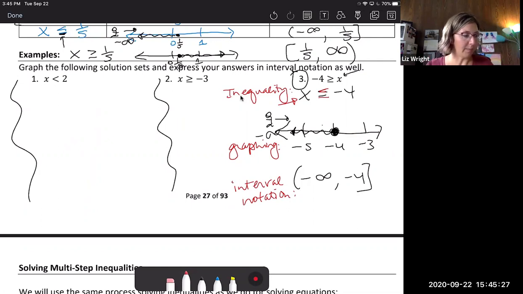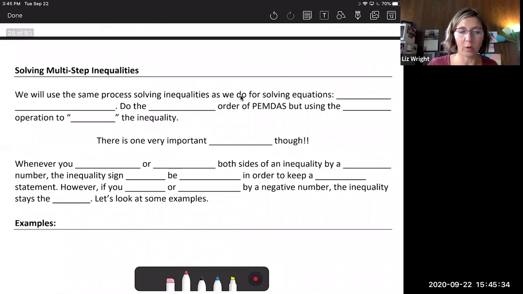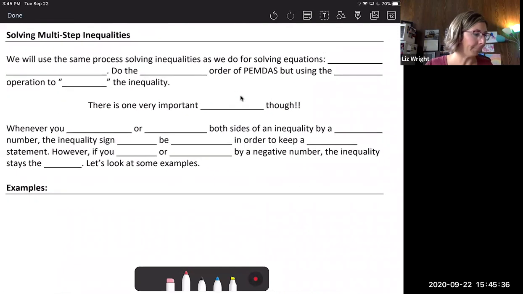Then on the next 2 pages, we're going to do some examples of solving multi-step inequalities. All right.